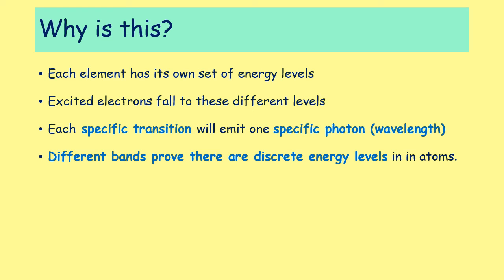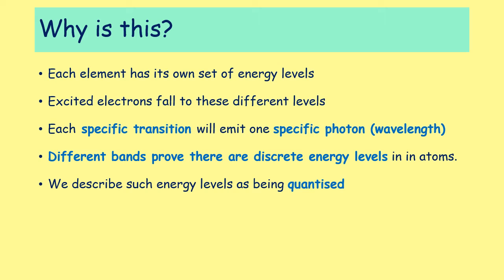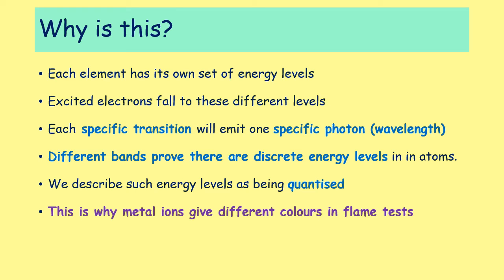We only see particular bands, which must mean that the energy levels exist at specific and exact values, which are slightly different for each atom. And we describe the fact that the energy levels exist at exact values that are measurable, that can be quantified, as the energy levels being quantized.